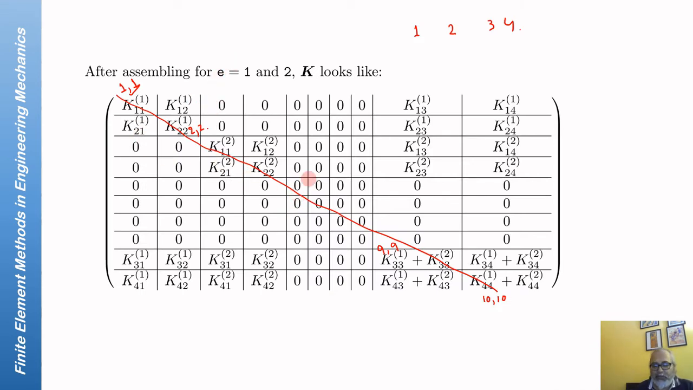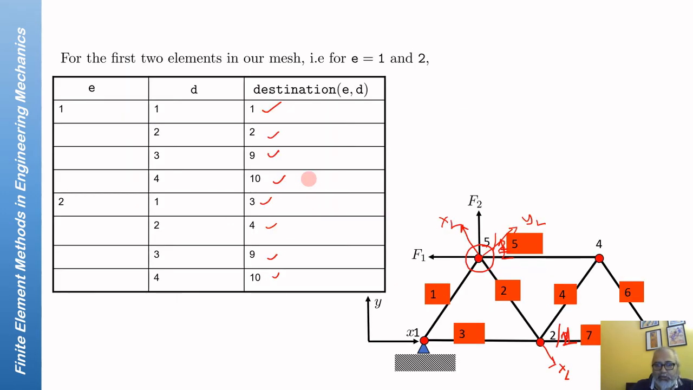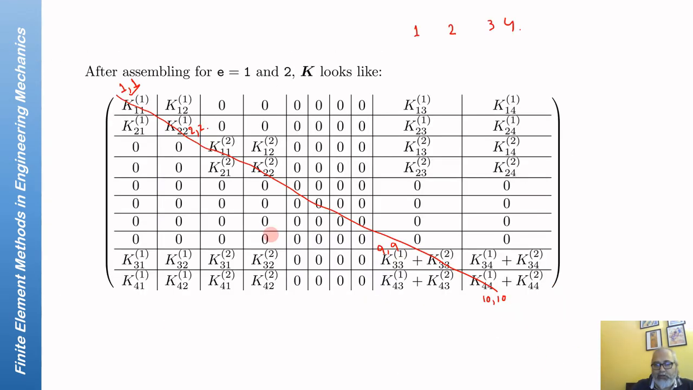Then we come to element number 2. In element number 2, first degree of freedom is 2. That's how we have written the connectivity. So first degree of freedom is 2. So 1, 1 goes to 3, 3, 2, 2 goes to 4, 4. So 1, 1 for element 2 goes to 3, 3, and 2, 2 for element 2 goes to 4, 4. Okay.